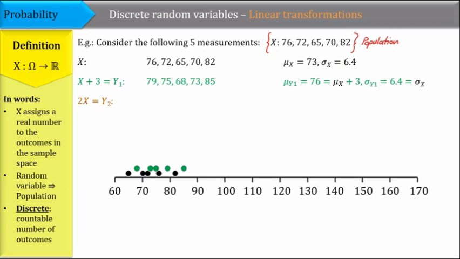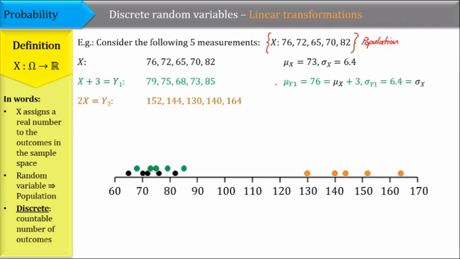Right, now what about another situation? We will take the original x and we'll multiply it by 2. So that means my data set will now be 76 times 2, which is 152, 72 times 2, which is 144. Then we do the same for the rest. Graphically, this is what happened now. Now what do you notice?